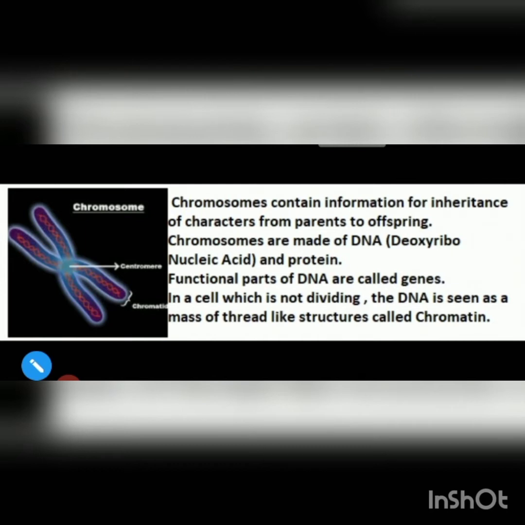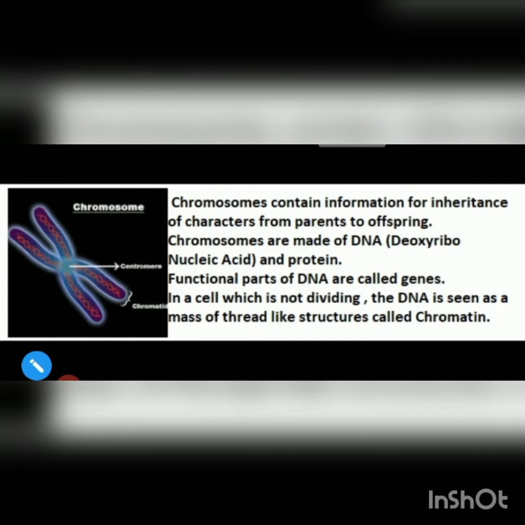What does it mean, characters? If you have curly hair, brown eyes, or if you are very tall, they are characters. And where do you get these characters from? From your parents. And this information for the inheritance of characters is present inside the chromosomes. So chromosomes contain information for inheritance of characters from parents to offspring.